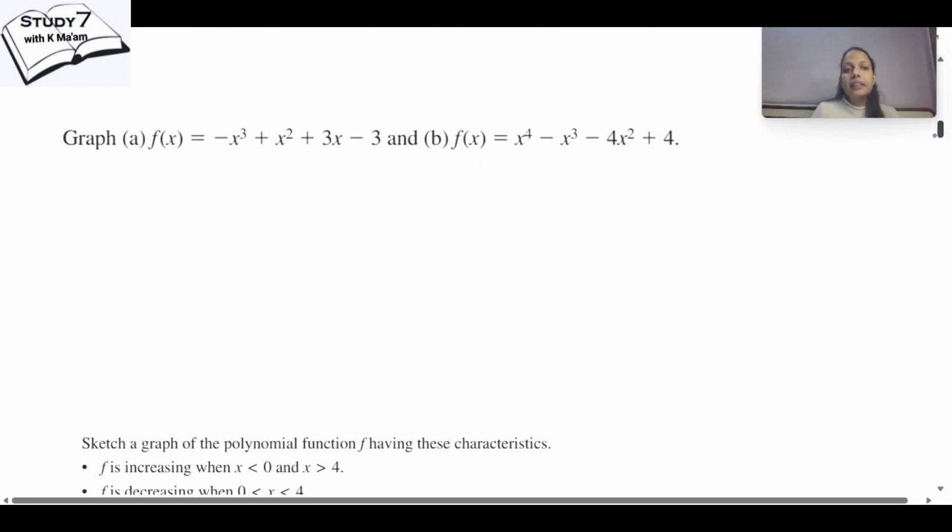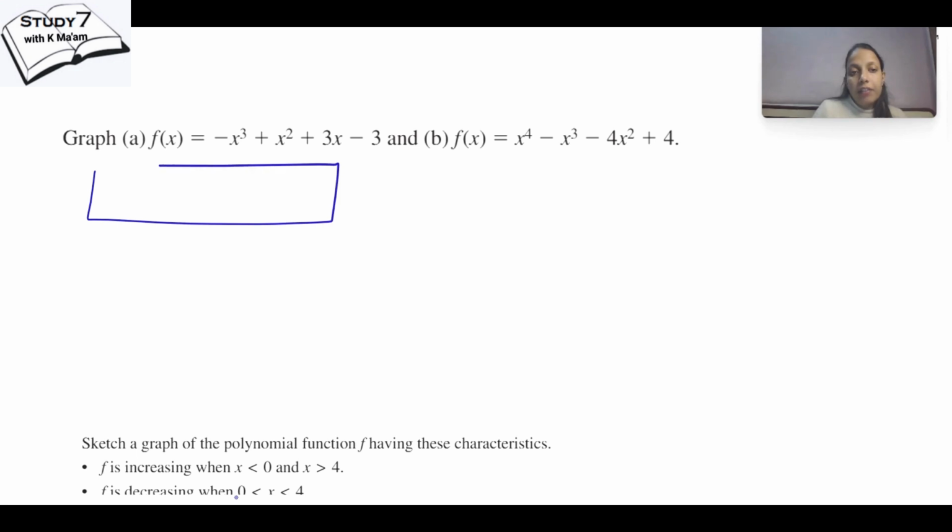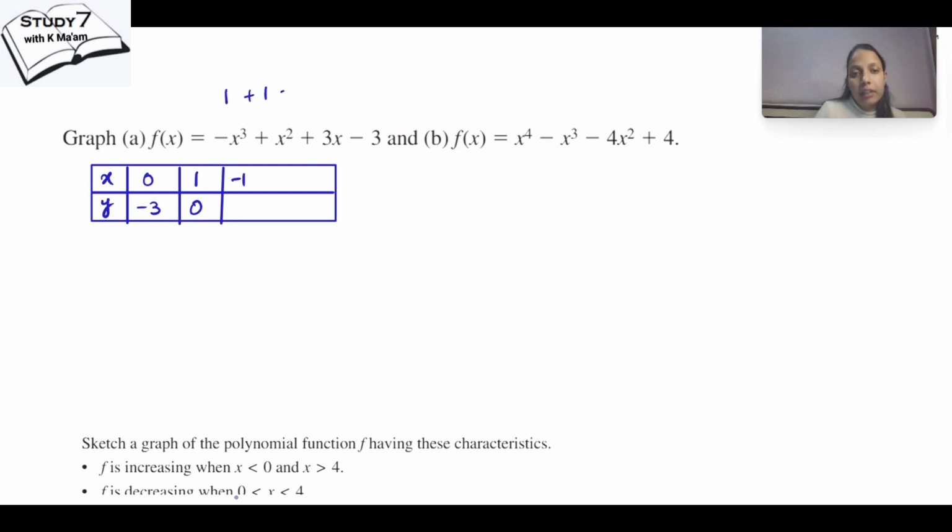See this. It says graph a function f(x) = minus x cube plus x square plus 3x minus 3. For graphing, I will try to choose some finite values, then we will use end behavior. X and the function value. If I choose 0, I get negative 3. If I choose 1, I'm getting 0. If I choose negative 1, this becomes positive 1, positive 1, negative 3, negative 2 minus 6, negative 4.